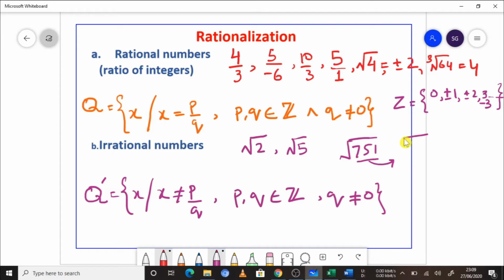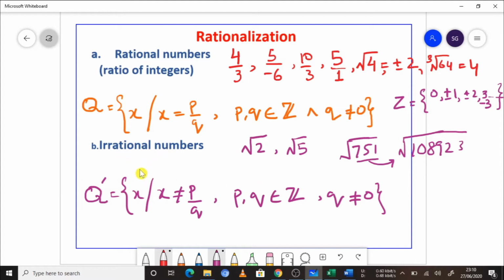This would be even more difficult if we have a very huge number, let's say 108923. Would this be a rational number or an irrational number? We don't know whether this number is a perfect square, because we are taking the square root. If it is a perfect square, only then can we say that this is a rational number. If it is not a perfect square, then it will be an irrational number.